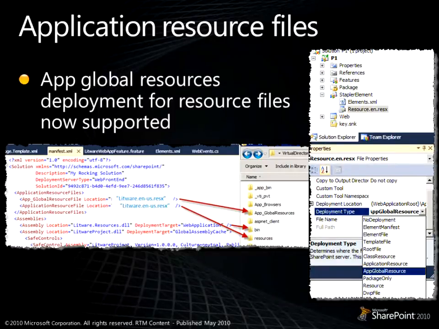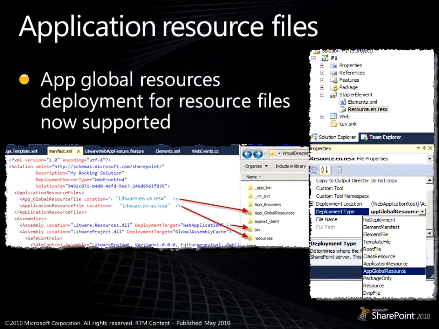In 2010, you can also deploy the resource files used in your application to the proper app global resources folder located underneath the particular IIS application. There are actually two different options. If you deploy your resource files using the application resource file setting, resource files are placed under the resources folder within the IIS. And if you use the app global resource file element, resource files are placed in the app global resources folder.